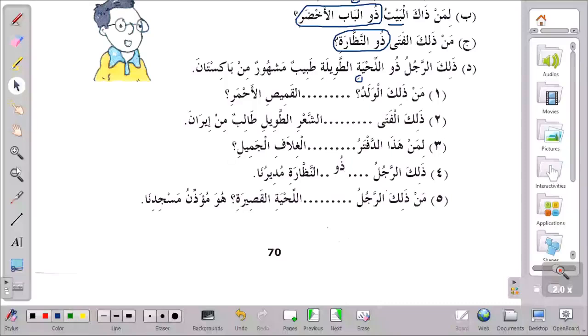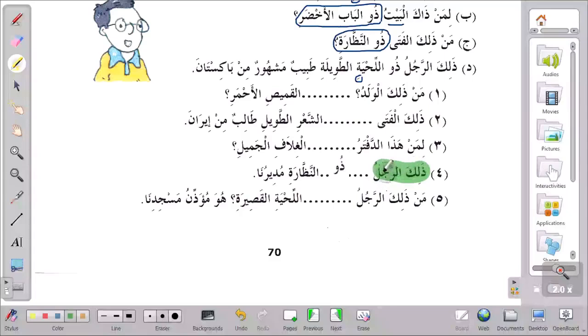So I said the sentence reads ذلك الرجل ذو النظارة مديرنا, that man with the spectacles is our principal. This particular part of the sentence, ذلك الرجل, is the mubtada. We all know that this is a jumla ismiya because it is not beginning with a verb. It is beginning with a noun, ذلك الرجل, that man.